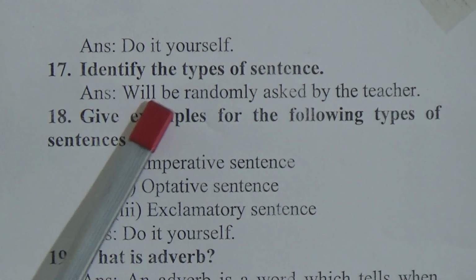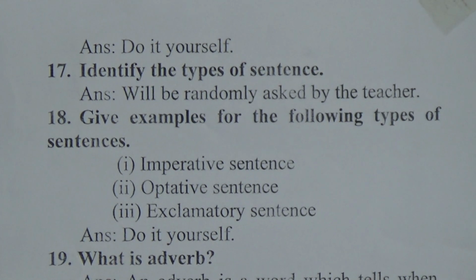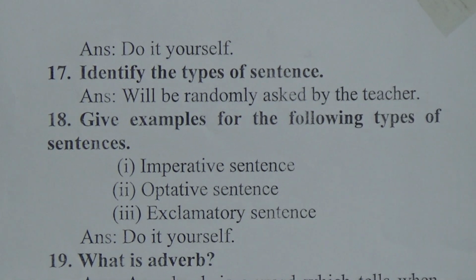Number 17, identify the types of sentence. Now it is written there, you will be randomly asked by the teacher. So your teacher will give you some questions and you need to tell which type of sentences they are. Like your teacher can say come here. So it is imperative sentence. Or your teacher can also say the sun sets in the west. So it is a statement. So it is assertive sentence. Like this you will identify the types of the sentences.